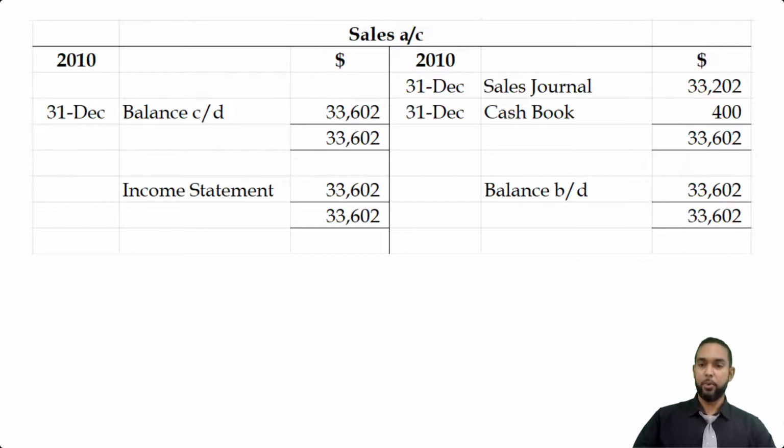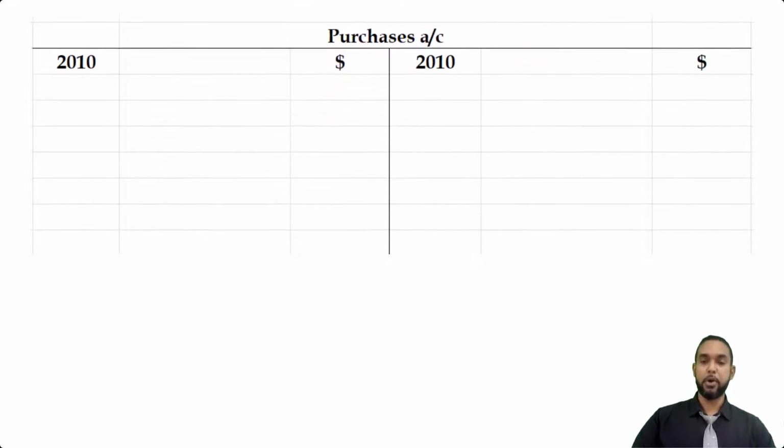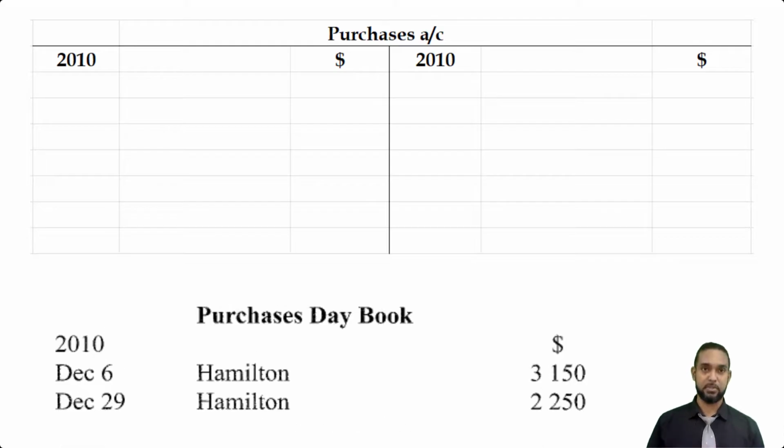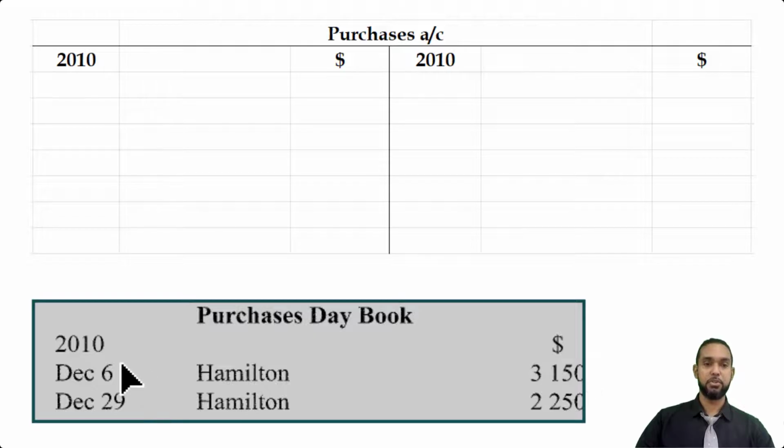Okay. Now, with that done, let's take a look at the purchases account. Now, purchases is an expense. And just like with the sales account, we're going to have a credit purchase component and a cash purchase component. The credit purchase component will be found in the purchases daybook or the purchases journal. So we can see two credit purchases here. This will total to 5,400.